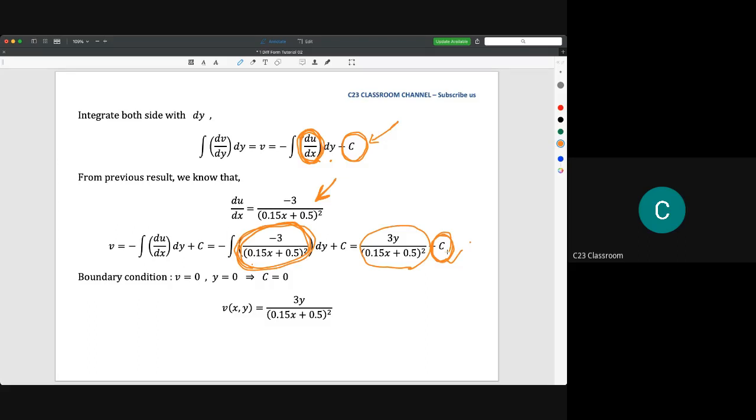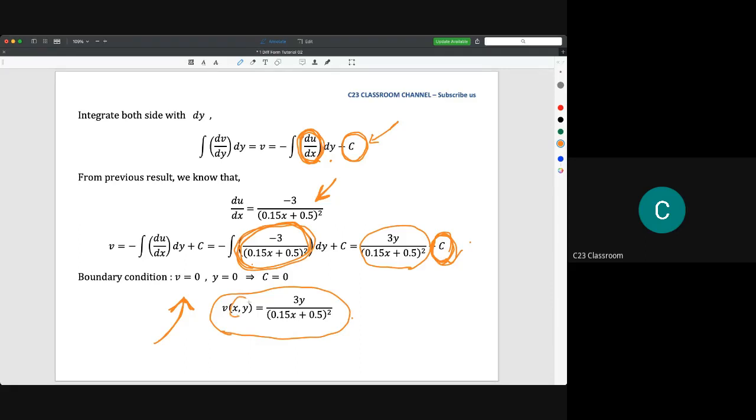Boundary condition means the condition at the boundary. Satu keadaan di sempadan di antara cecair dan juga solid. Jadi dalam keadaan ini kita boleh beranggapan bahawa pada ketinggian y sama dengan kosong, had laju v juga kosong. So when we substitute these terms, x0 and y0, the value of c will become 0. Then we could write that the velocity v can be written as this one.